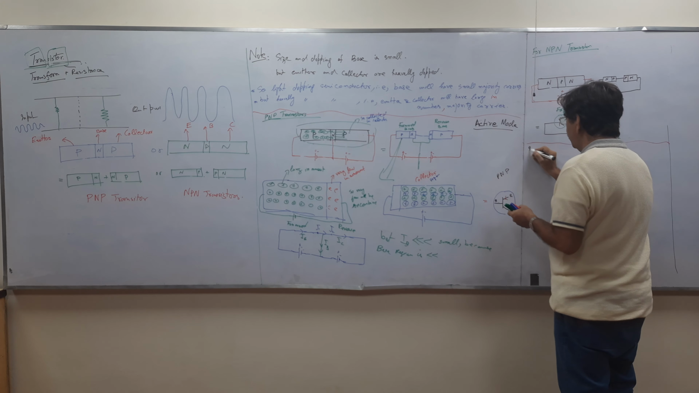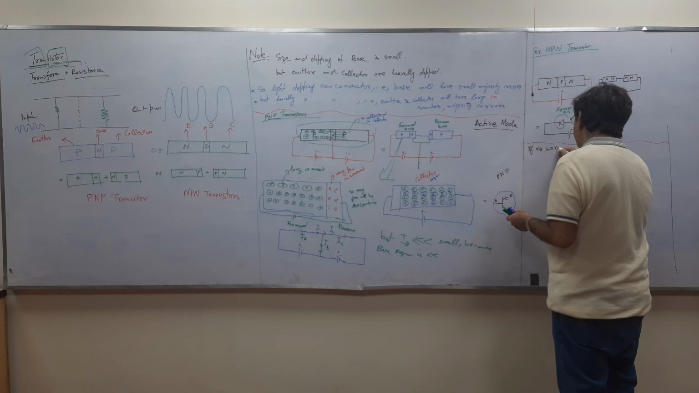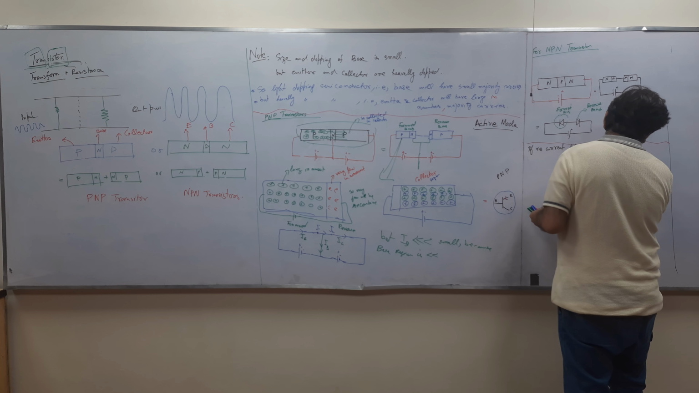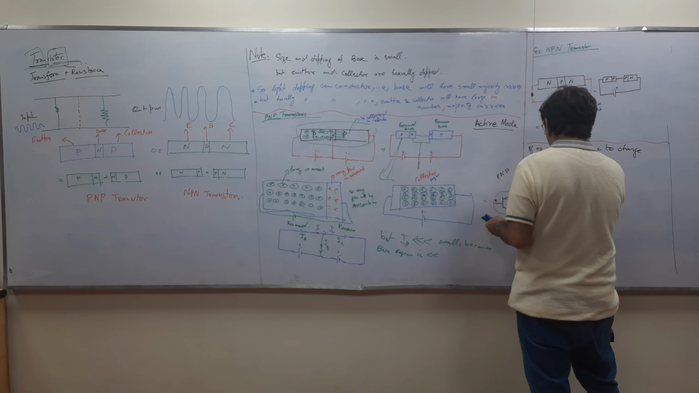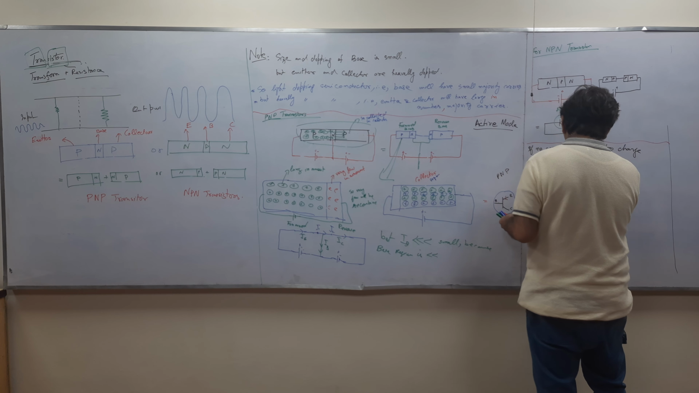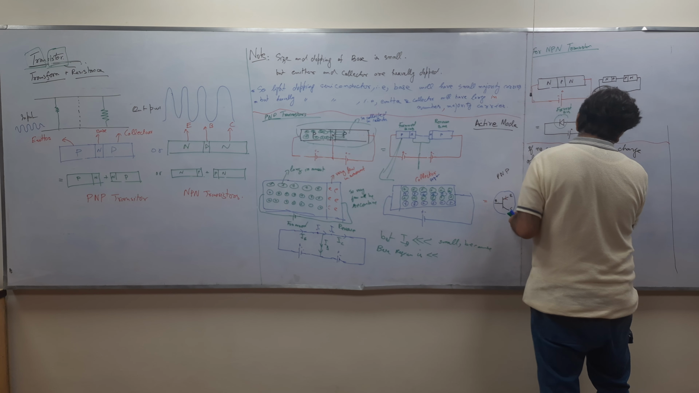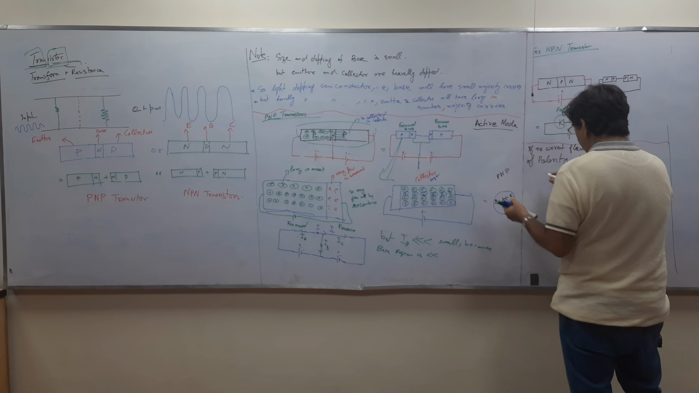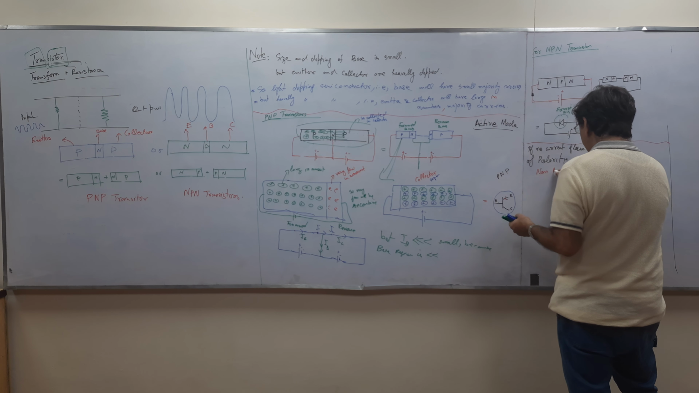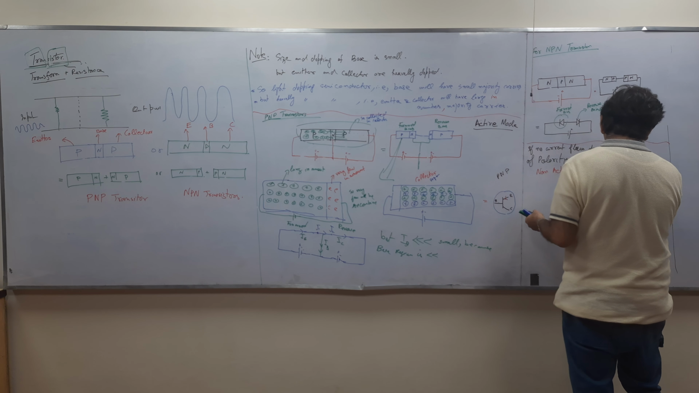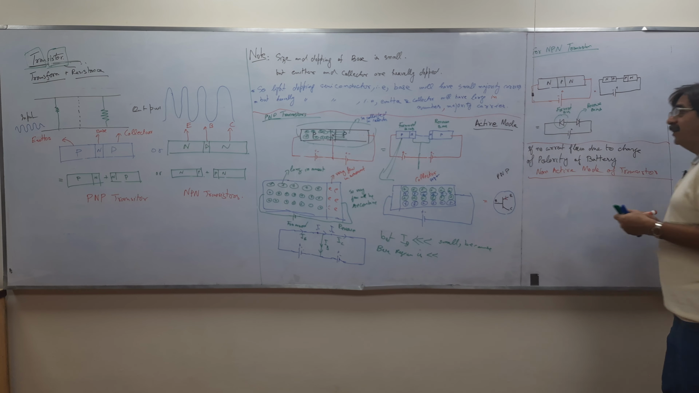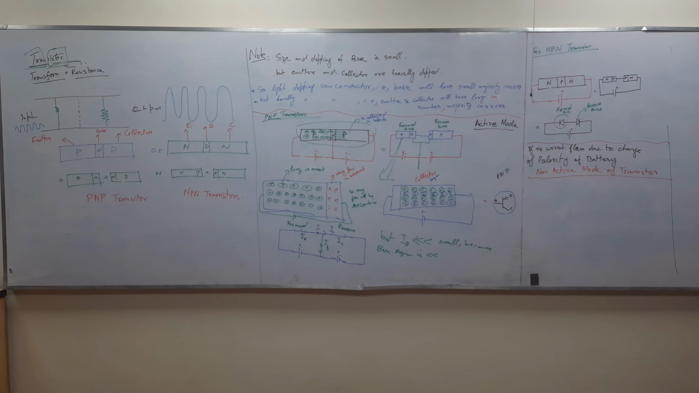If no current flows due to change of polarity of the battery, that will be defined as the non-active mode of the transistor. So that will be defined as a non-active mode of the transistor. Got it?